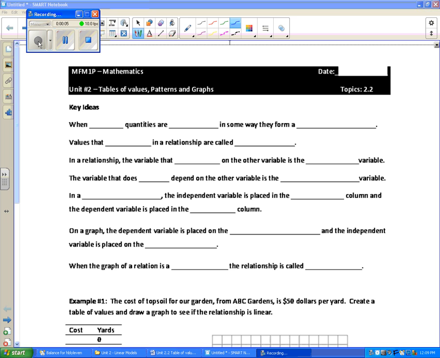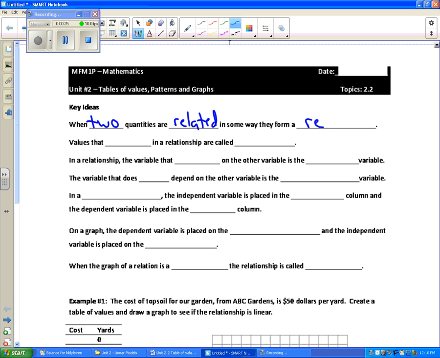For the last little while we've been talking about slopes, we've been reviewing fractions, but today we're going to look at tables of values, patterns, and graphs as we start to look at relationships. So our note for today is when two quantities are related in some way, they form a relationship. We've talked briefly about relationships earlier as we were talking about data trends.